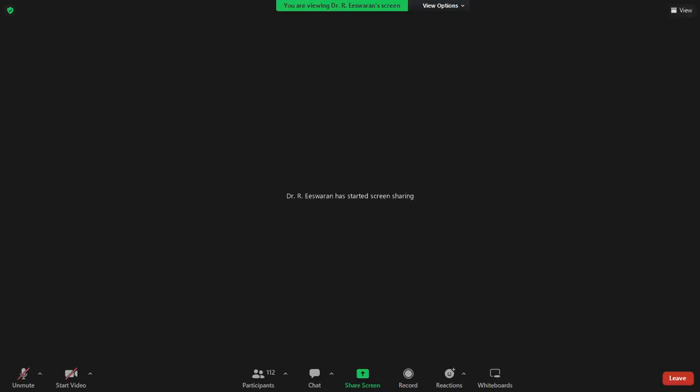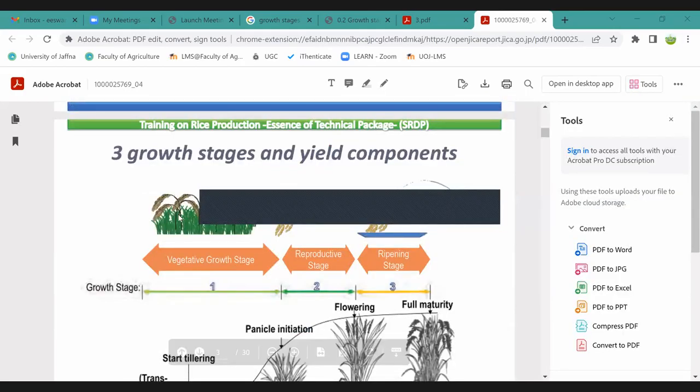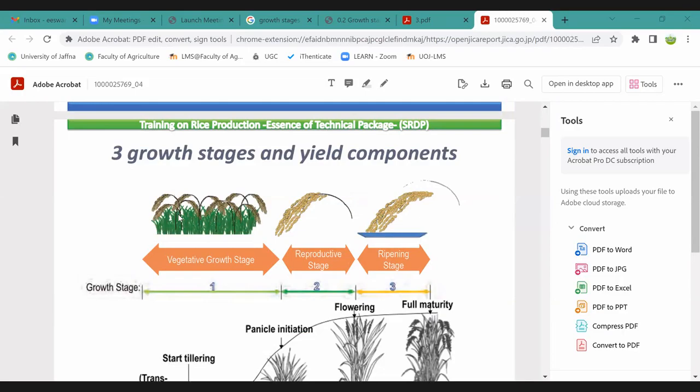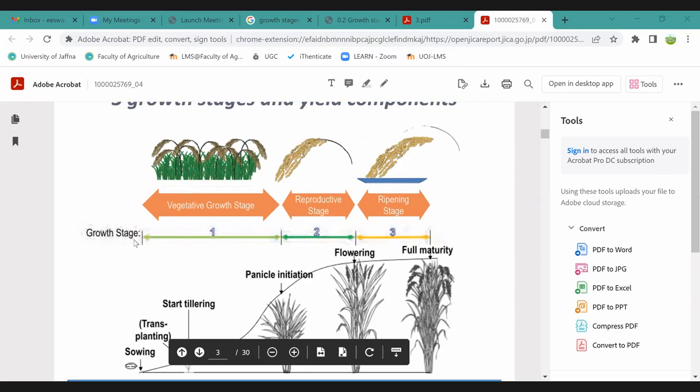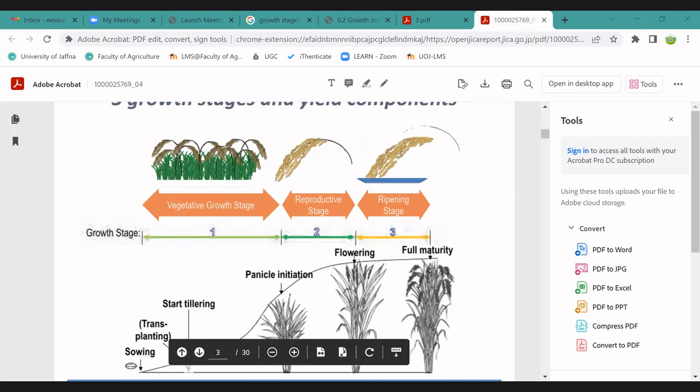So let's go through this, try to understand the growth stages. Can you see the slides? Yes, sir. Okay. So for any crop, right, you can study two aspects. One is growth, the other one is development. I hope you may have heard about it. One is growth, and the second one is development.